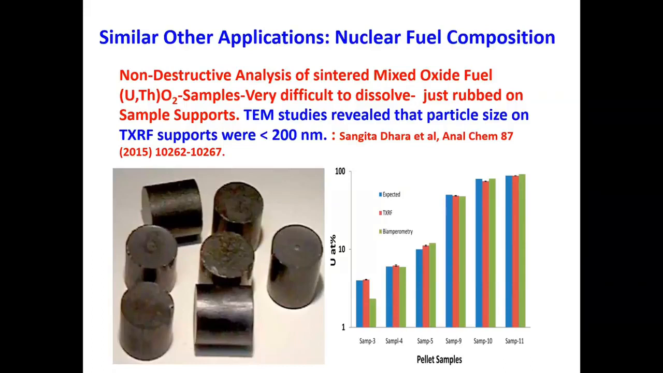So we thought that we could transfer a very small amount of sample if we rub it on the TXRF sample support. To our surprise, even though these are very hard materials, we just touched the sample support, recorded the TXRF spectra, and got a very good spectrum. By recording that, we analyzed uranium with respect to thorium, and could say what the composition of these pellets is. We compared with amperometry also, the results were in very good agreement, and this work was later published in Electrochemistry.